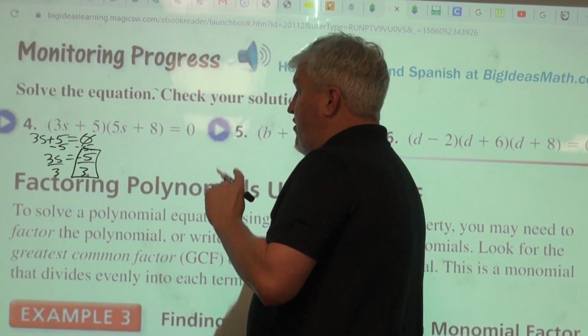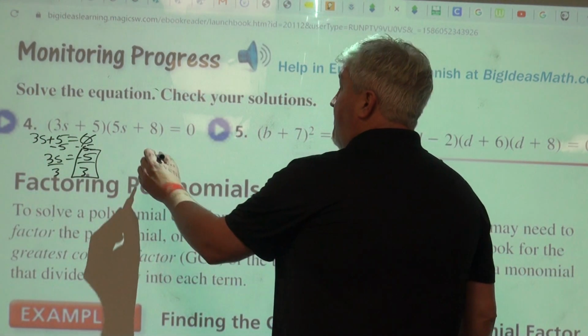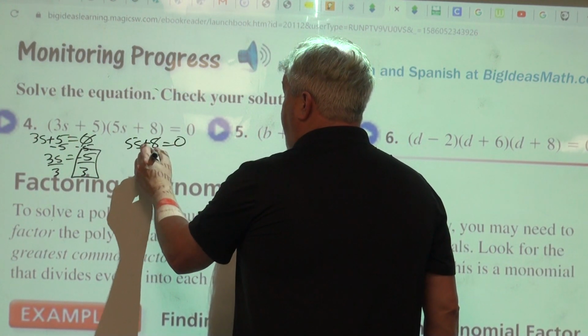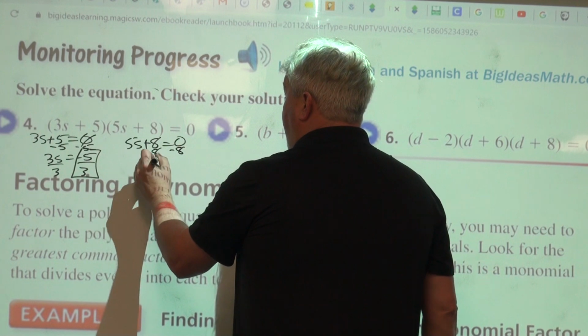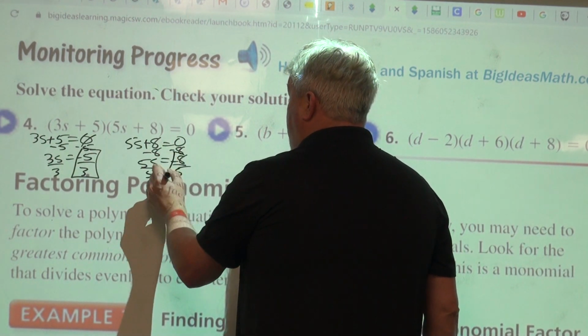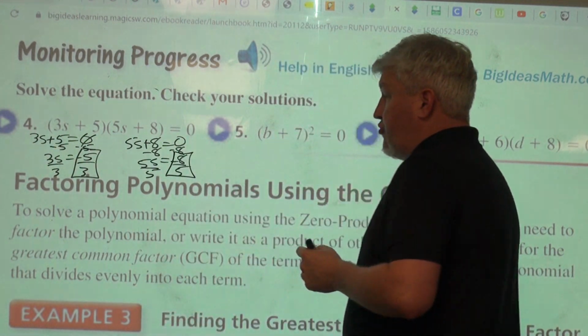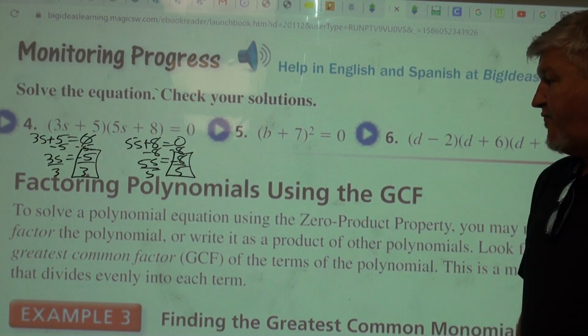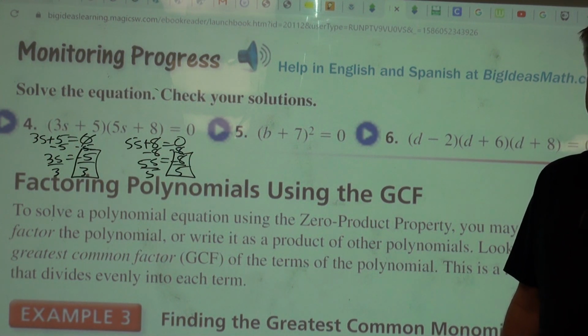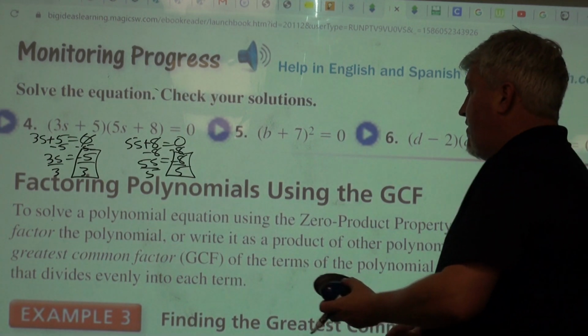Negative 5 over 3, or 5s plus 8 equals 0, subtract 8. 5s equals negative 8, divide by 5, or s equals negative 8 over 5. So those are your two options, negative 5 over 3 or negative 8 over 5. It's pretty basic algebra as long as you grasp the concept, okay?